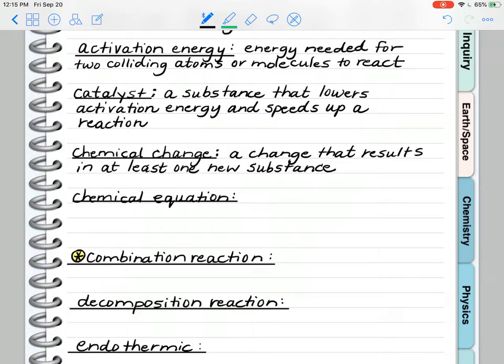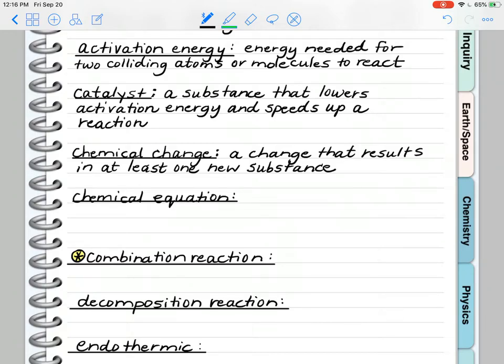Here's another example. If I pour some liquid water into ice trays and freeze it, can I go back? Well, sure I can. I'll just take the water out of the freezer and allow it to melt. That is not a chemical change, because that one can be easily undone. That's called a physical change, and we'll get that one in just a minute.